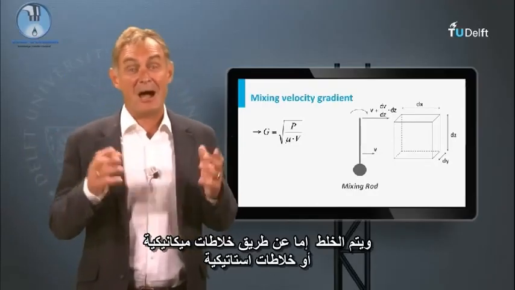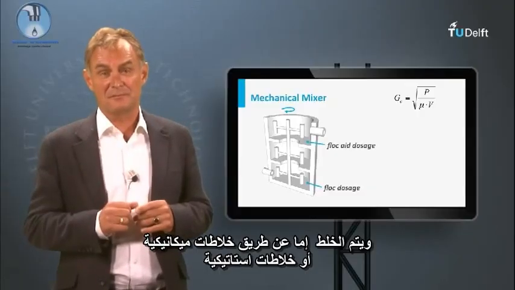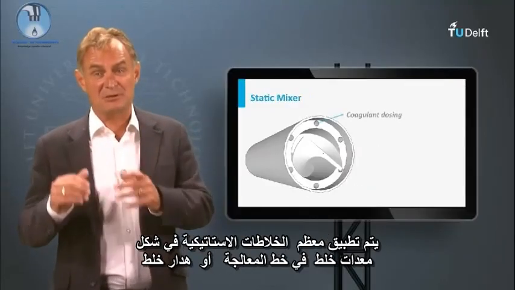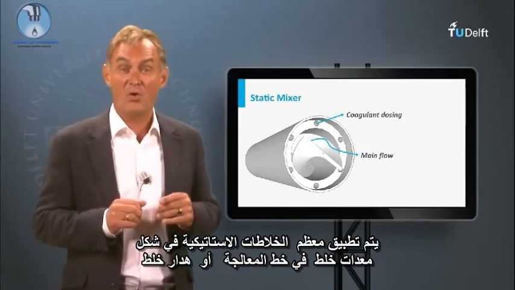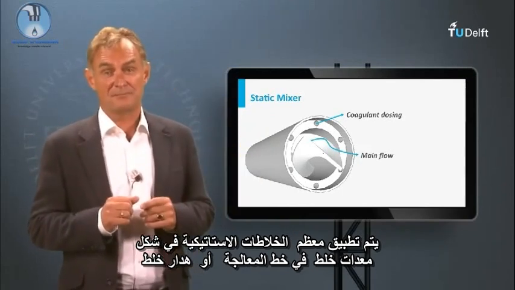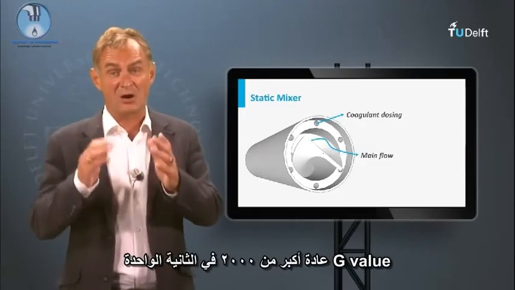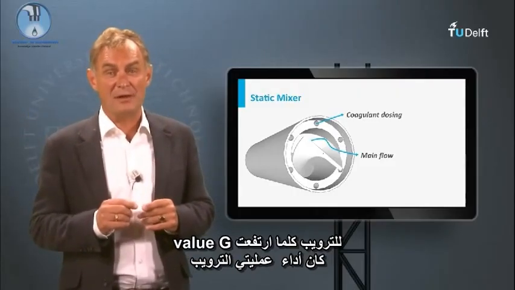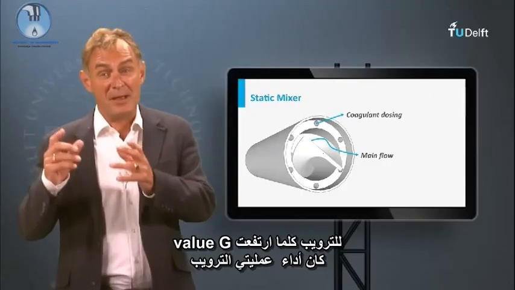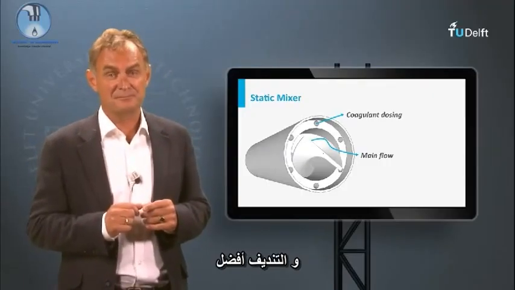Mixing is done by either mechanical mixers or static mixers. Mostly static mixers are applied in the form of inline mixing devices or weir mixers. G values larger than 2000 per second are common. The higher the G value of coagulation is, the better the performance of the coagulation-flocculation process.